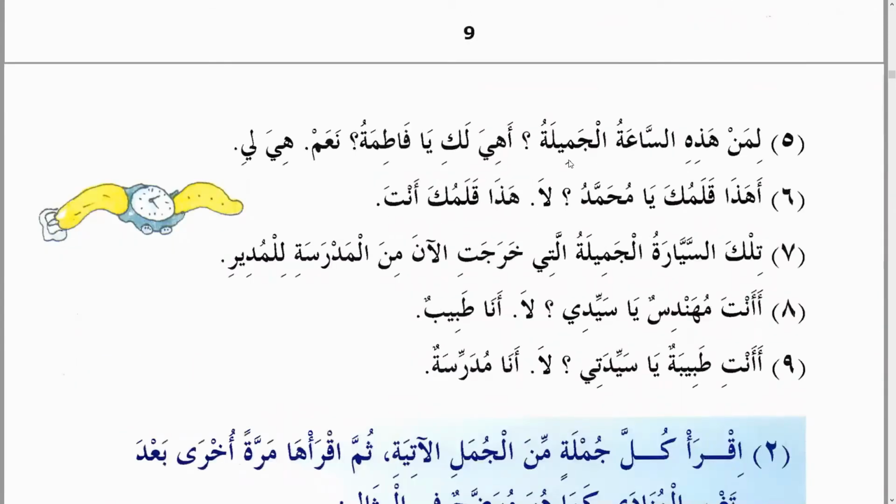لمن هذه الساعة الجميلة؟ Next sentence. لمن هذه الساعة الجميلة؟ Whose is this? Whose? لمن we learned before. لمن. Whose? Belonging to whom? لي is belonging to. من is who? So belonging to who? Or whose? Whose is this? ساعة الجميلة. Again, نعت منعوت. Right? Adjective. Whose is this beautiful watch?